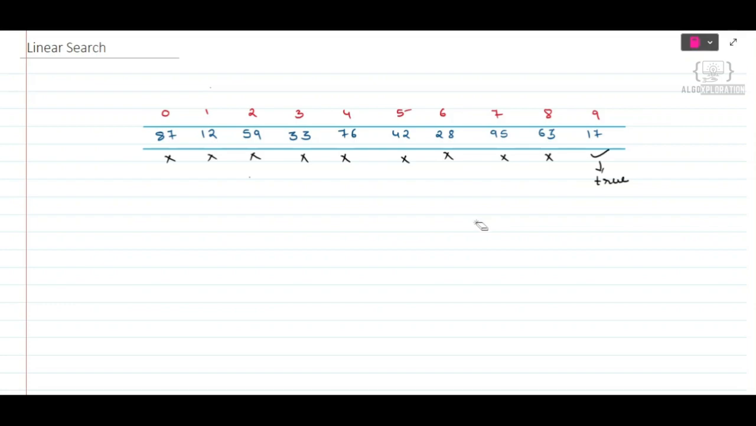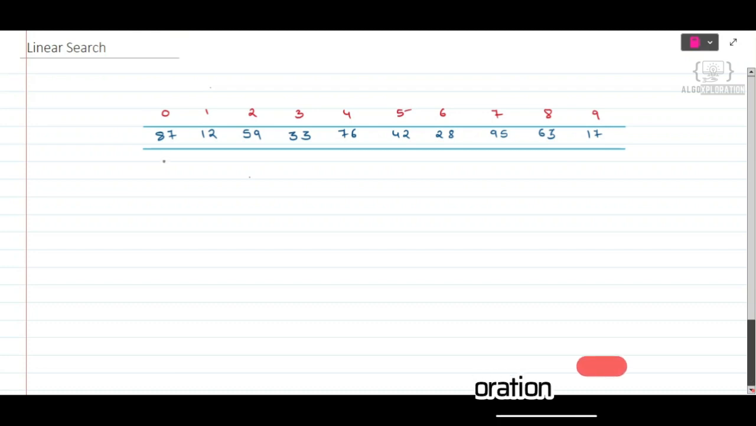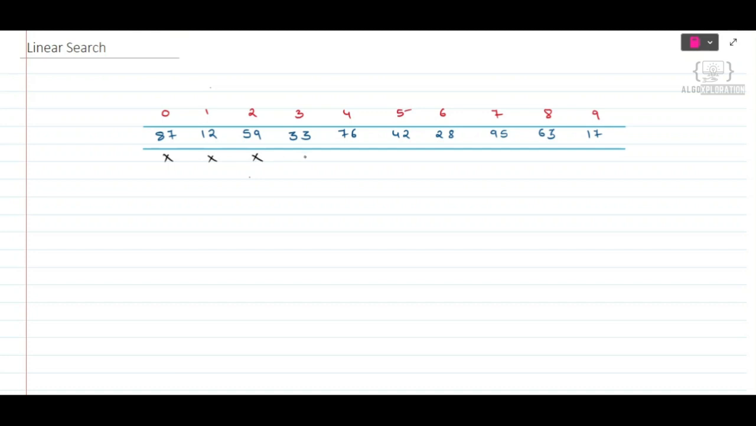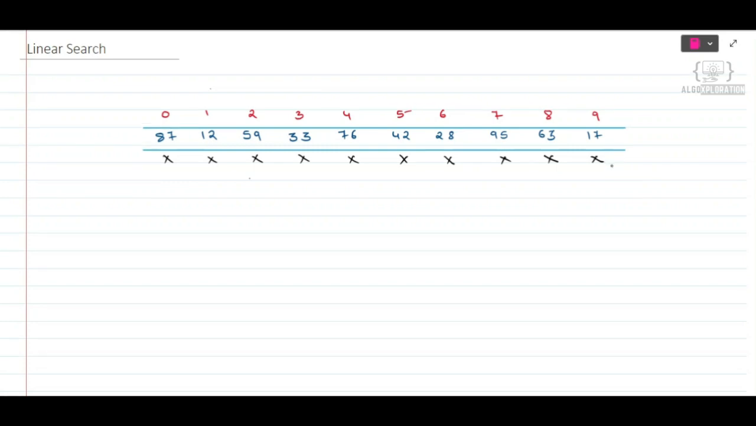Now, if you want to check whether element 1 is present in the list or not, we will start to search from the first element. Is 87 equal to 1? No. 12? No. 59? No. 33? No. 76? No. 42? No. 28? No. 95? No. 63? No. 17? No. So we are at the end of the list and none of the elements is equal to 1. So we will return false.